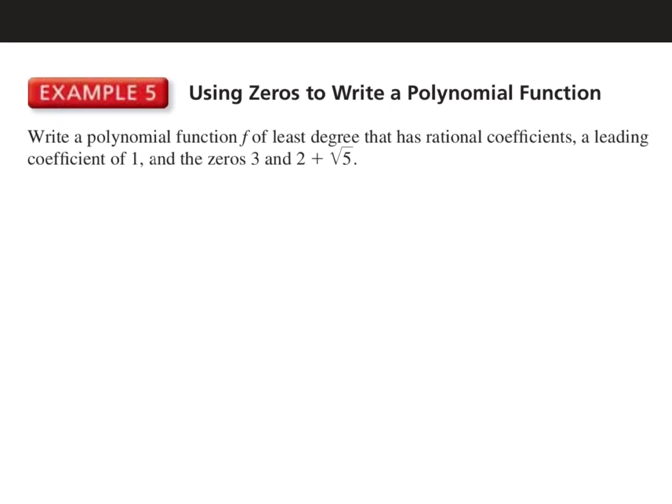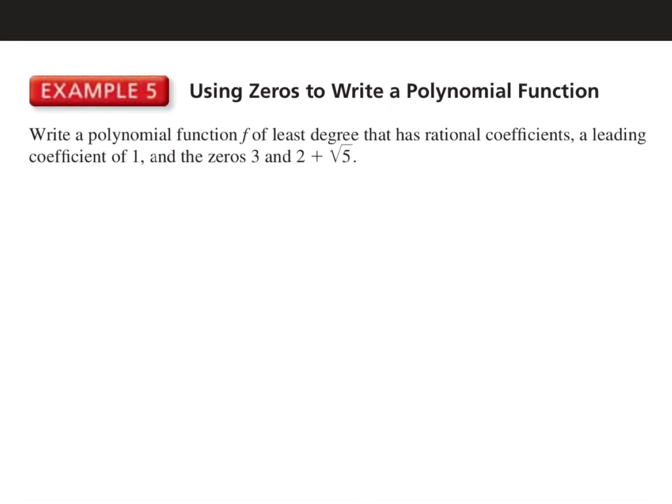All right, in example 5, we're going to be using zeros to write a polynomial function. So it gives us the zeros, and we have to come up with the polynomial. So we're working backwards. So I first have to make sure I'm not missing any of the zeros.